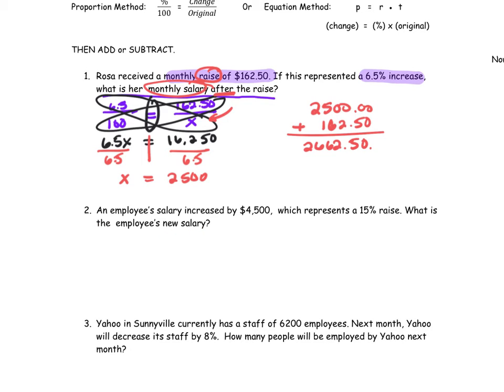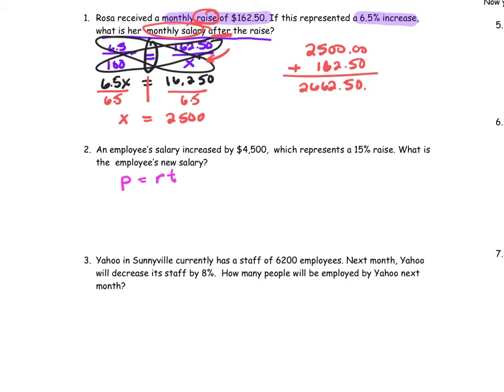So we're going to start by finding the part. P equals, this is the percent, and this T, the total, is actually the original. So in this case, we know the part that it increased. It increased, and that's going to become important again, by $4,500. They mention that represents a 15% raise, and they're asking us what is the employee's new salary. So we're going to start with the percent is 15%. We don't know the original, so we're going to leave it a variable.